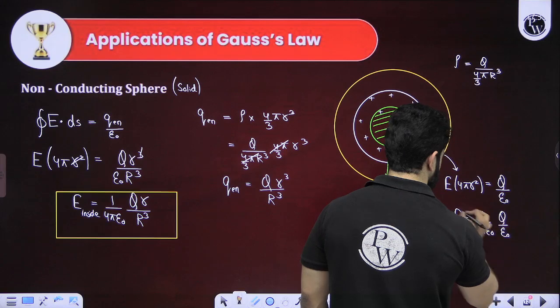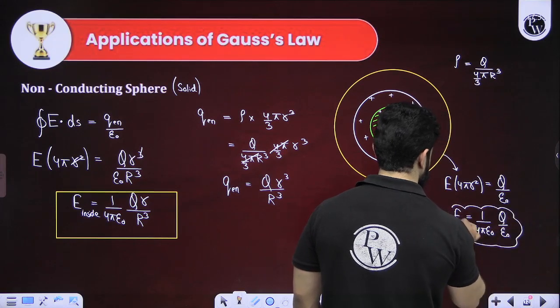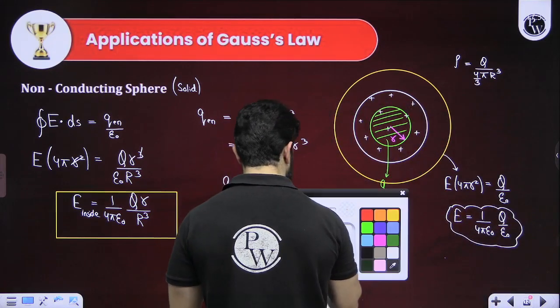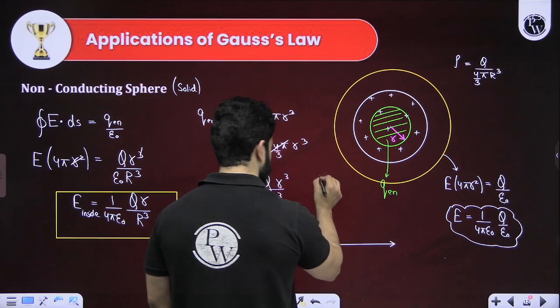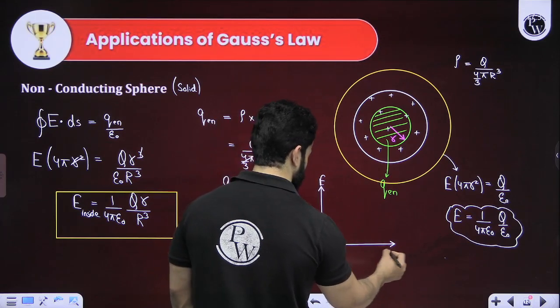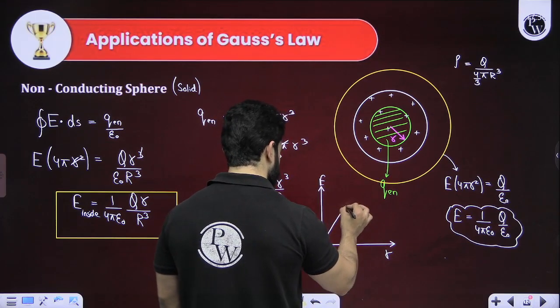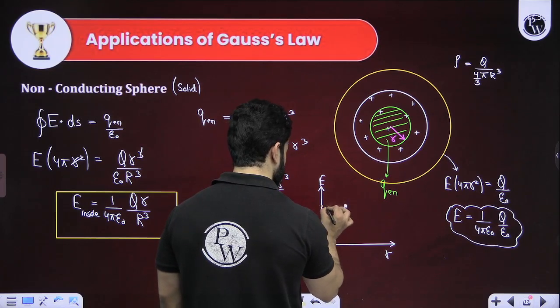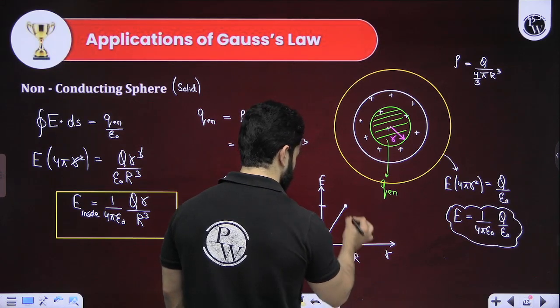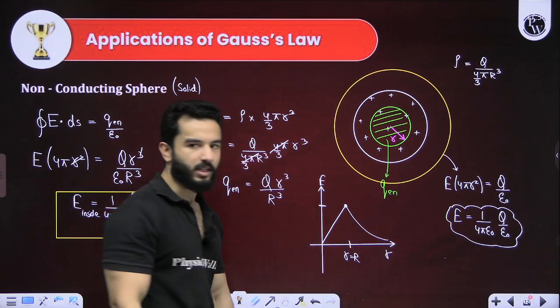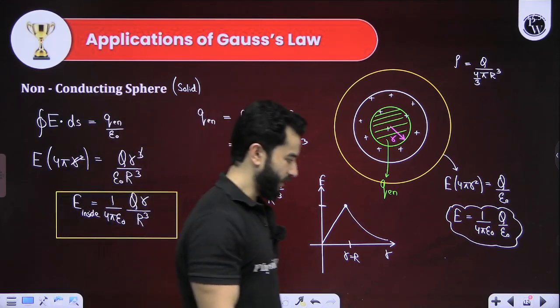Now please note that if somebody wants you to draw a graph of this, you will draw the graph of electric field with r something like this: at the center it will be 0, it will increase and get maximum at r equals radius, and after that it will decrease, something like this. Hopefully this is clear.